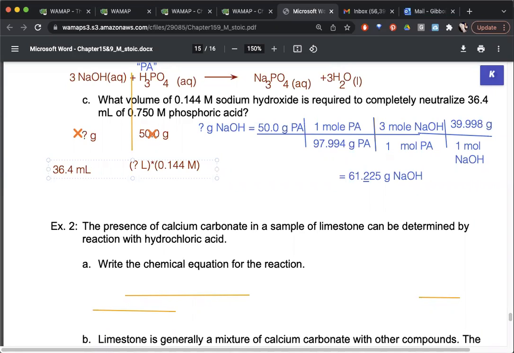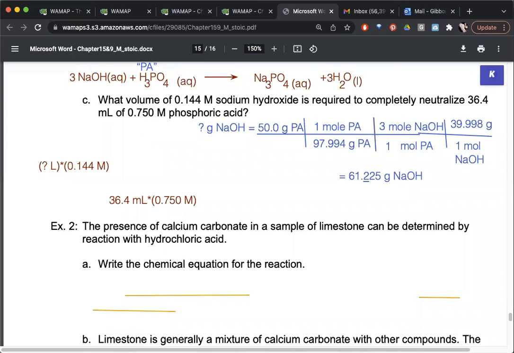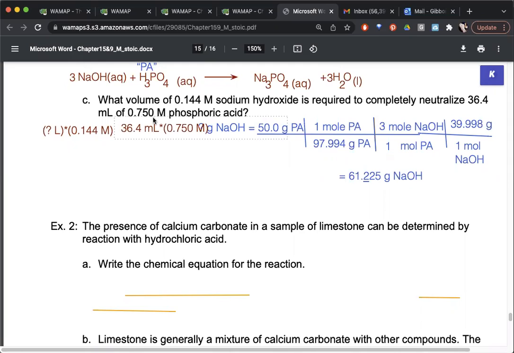Is required equals 36.4 milliliters of 0.750 molar. Oh, I got that in the wrong place. That's okay. Right, so I'm just using this table to lay out the question. In fact, let me erase the earlier question. There we go. Let me get my little erase tool. So I'm lining up these questions the way they're written here.